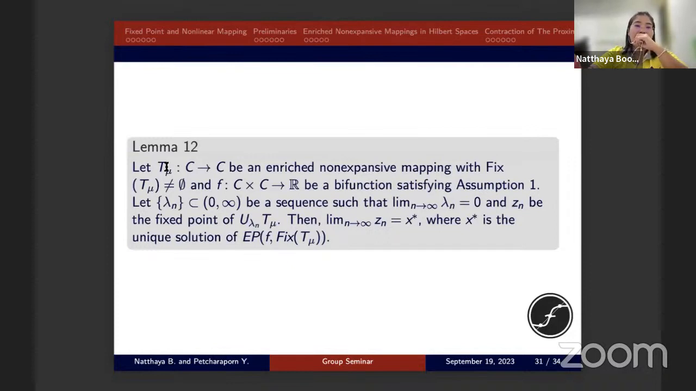The next lemma: when T mu is a nonexpansive mapping with the fixed point set of T mu non-empty, and F is a bifunction satisfying Assumption 1, and the sequence lambda n is a sequence of positive real numbers such that the limit of lambda n equals 0 as n converges to infinity, and zn is the fixed point of U lambda n T mu, then the limit of zn equals x star as n converges to infinity, where x star is the unique solution of the equilibrium problem over the fixed point set of T mu.